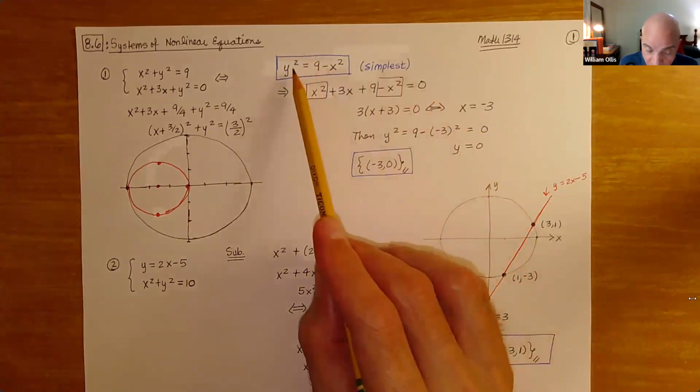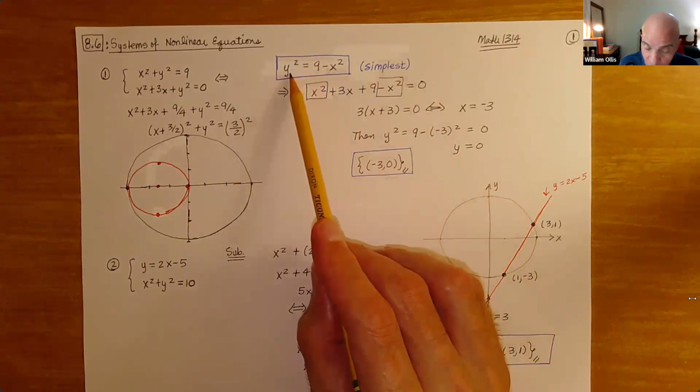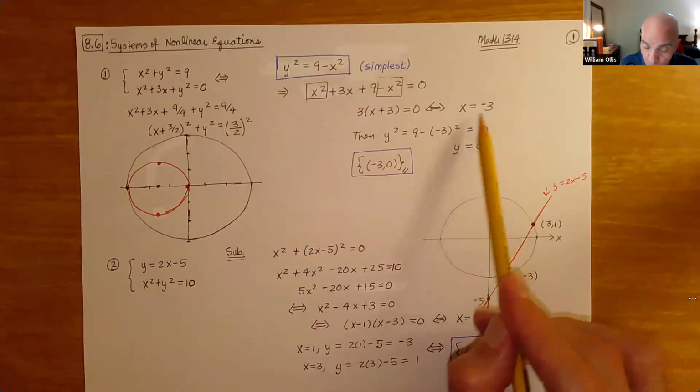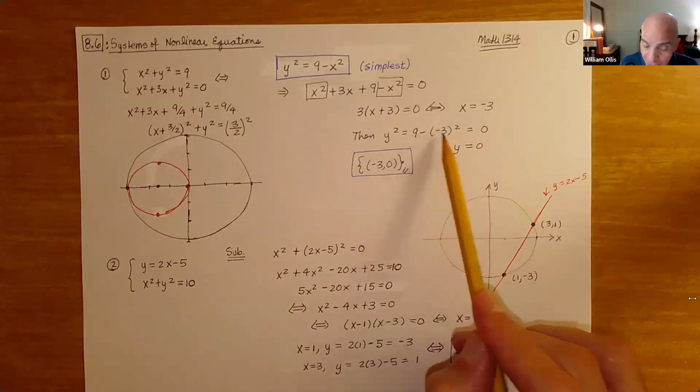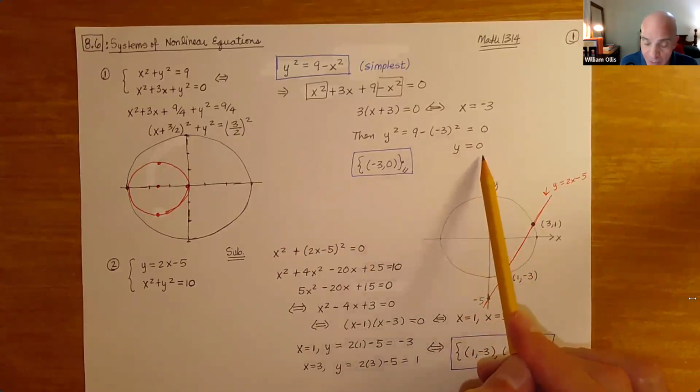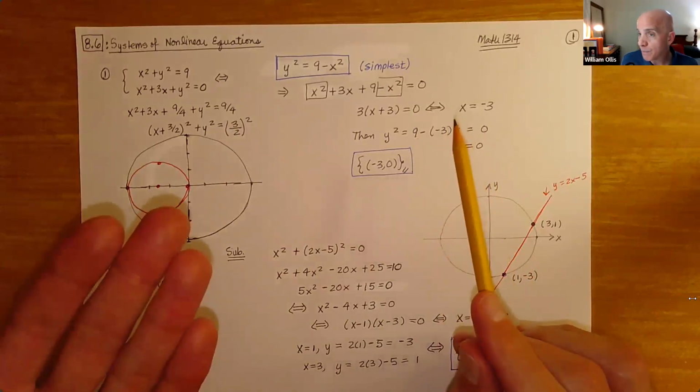Notice here, we can just use the boxed equation to find y. y squared is simply 9 minus x squared. So if we substitute negative 3, we simply get 9 minus 9, which is 0, and therefore y must be 0. Now you're thinking, well, there's only one point of intersection.